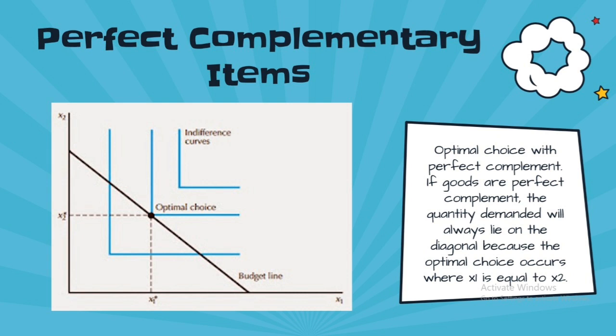For example, a pair of shoes, left and right, is a perfect complement. Since the 2 goods are always consumed together, it is the same as if the consumer spends all his money on an item that has a price of P1 plus P2.